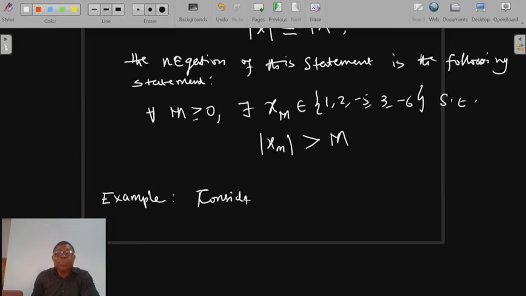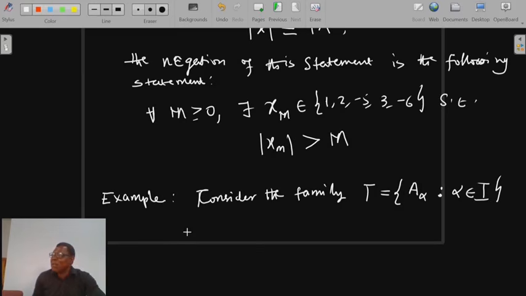Consider the family gamma of sets, say A alpha, so that alpha is in some index set, say I.